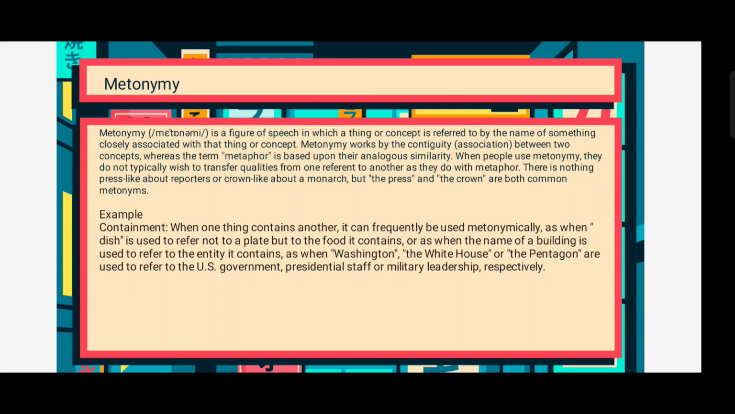common metonyms. For example, containers. When one thing contains another, it can frequently be used metonymically, as when dish is used to refer not to a plate but to the food it contains, or as when the names of buildings are used to refer to the entity they contain, as when Washington, the White House, or the Pentagon are used to refer to the US government, presidential staff, or military leadership.